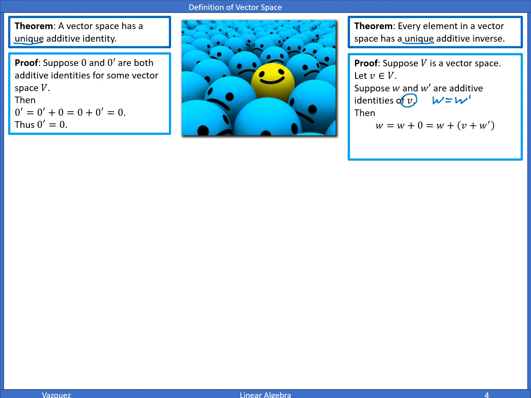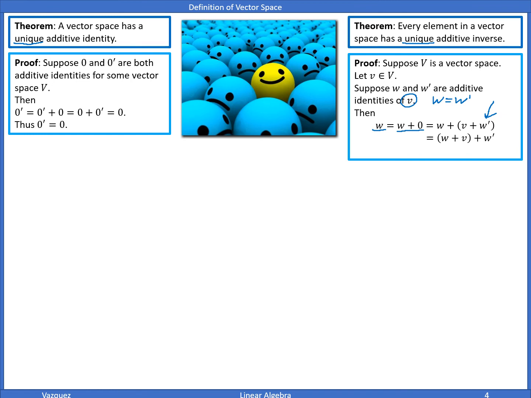Okay, so if w is an additive inverse, we're going to just add 0 to it. The reason we add 0 is because it's the same thing as w. But now 0 is the same thing as v plus w prime. Why is that? Well, because w prime, by hypothesis, we are supposing that it's the additive inverse of v. So when you add them up, they should equal 0. So we're still equal to just w.